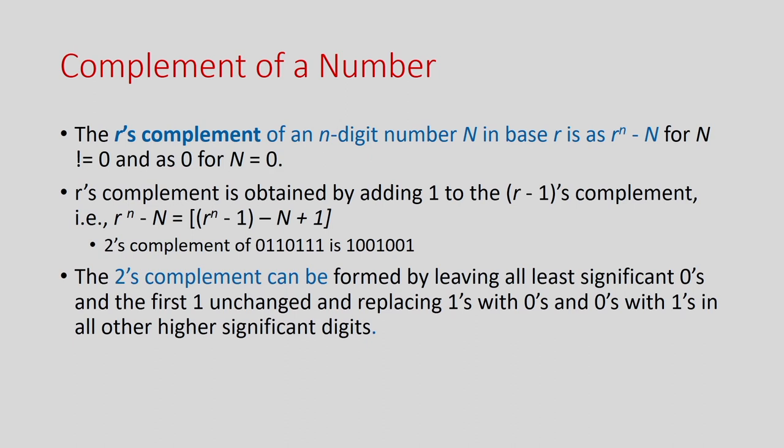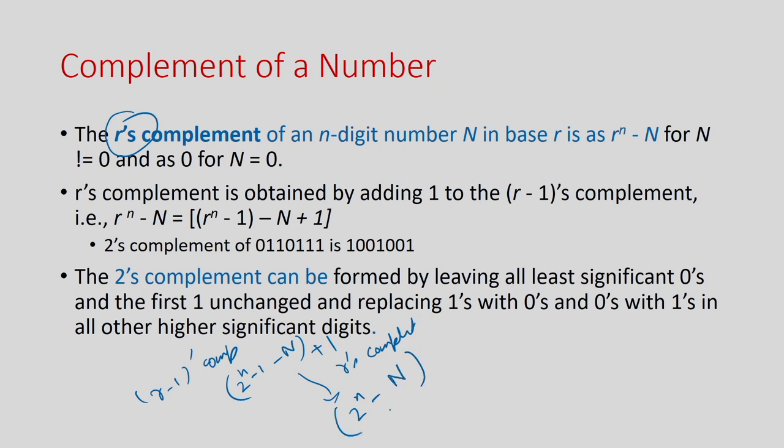Now, if you take the 2's complement or the R's complement, I talked about now R's complement. It is basically, if you see, the R minus 1's complement, which is 2 to the power n minus 1 minus the number. If you just add 1, then you will get the R's complement, right? It is basically 2 to the power n minus the number. So for a given number, the R's complement is given by R to the power n minus the number, where n is the number of bits and the number is the actual number.